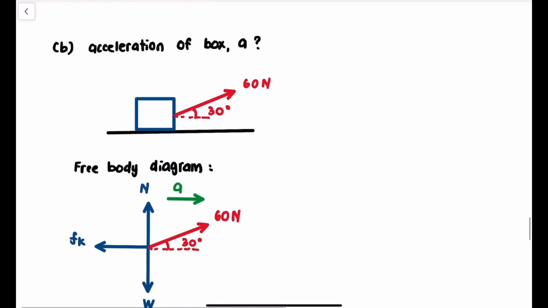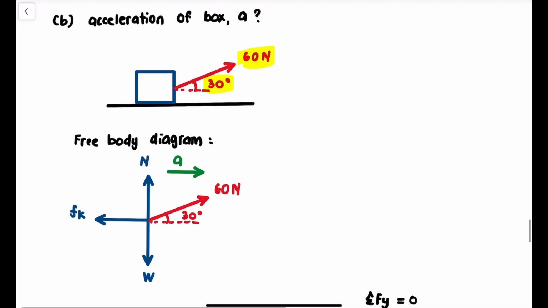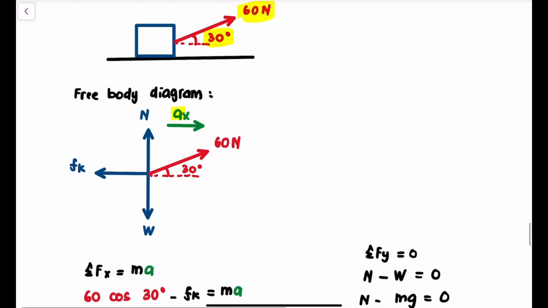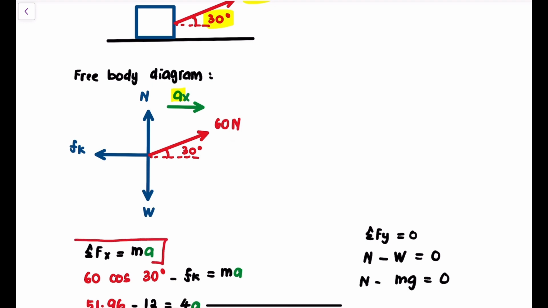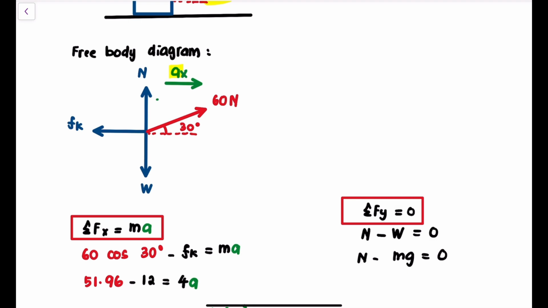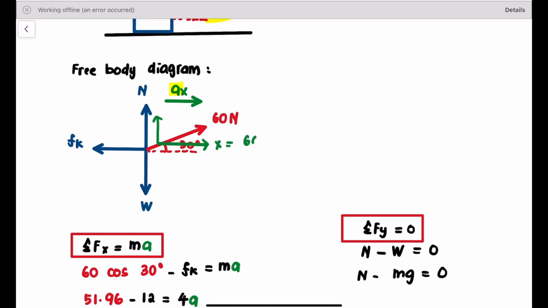Next, we need to determine the acceleration if the applied force is replaced with 60 Newton at an angle of 30 degrees. Next step, look at the acceleration here acting on the x-axis. Therefore, your x-axis becomes F equals ma. Then, your y-axis becomes 0. Next step, we need to resolve the 60 Newton force into x and y axes. So look here, for the x-axis, 60 cos 30. For the y-axis, 60 sin 30.